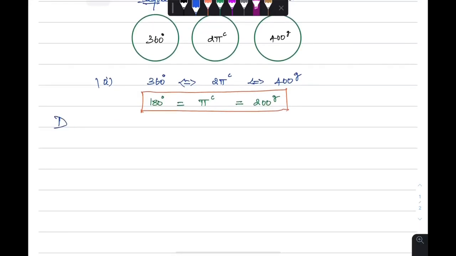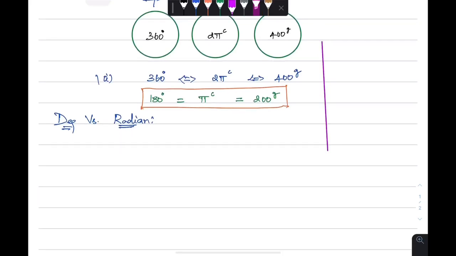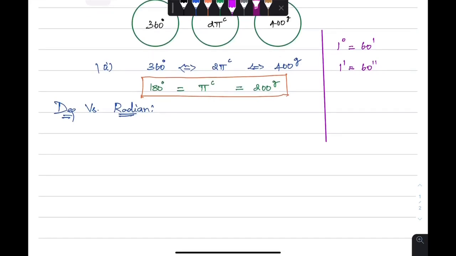Now, for degree versus radian, we'll talk about the conversion process. Quickly, I would like to highlight a point here. Degree is basically a hexadecimal system. One degree can be divided into 60 minutes, and 1 minute can be divided into 60 seconds, children. Please make a note of it, because we'll need this conversion later.